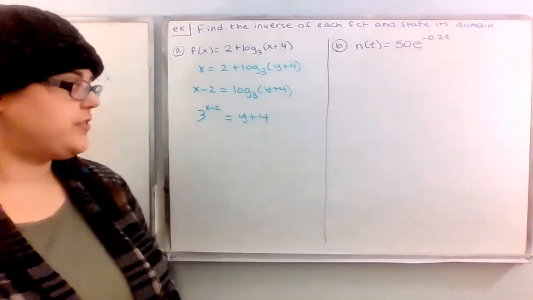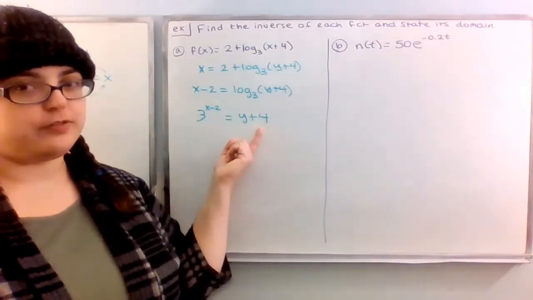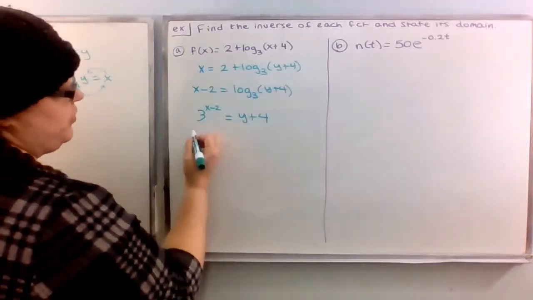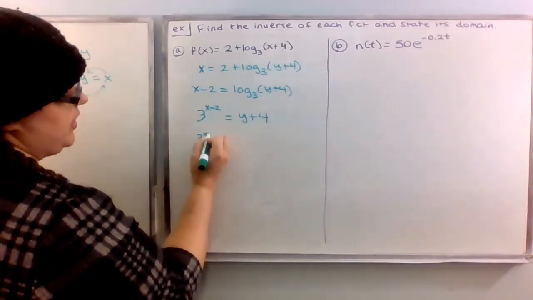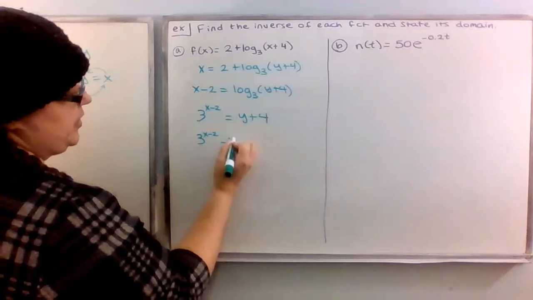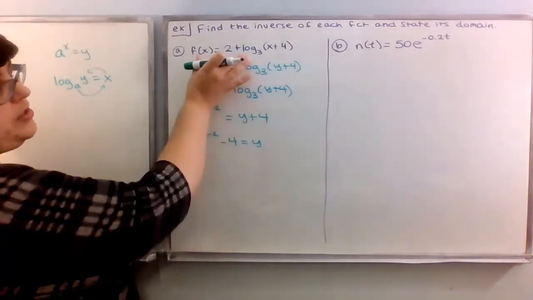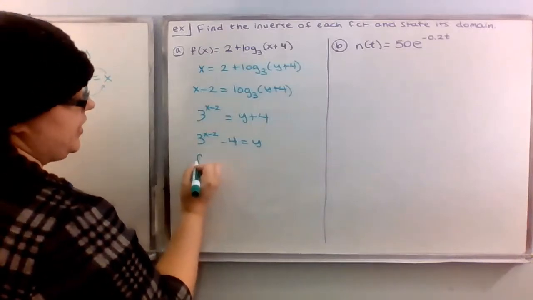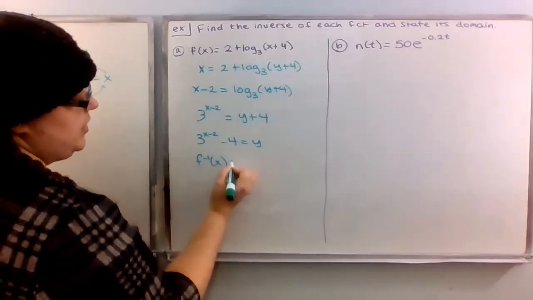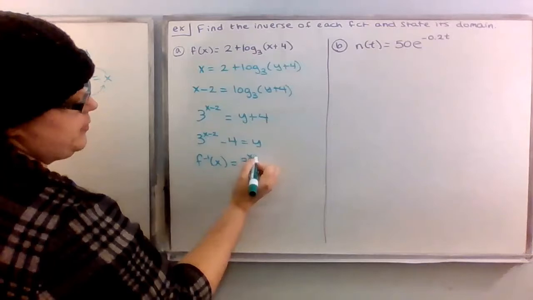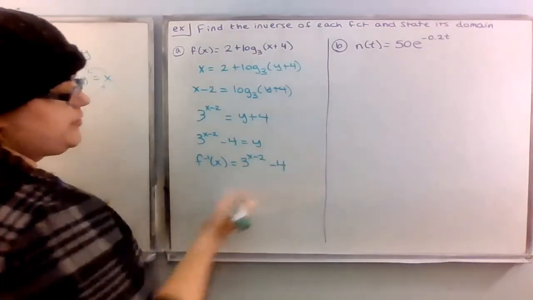And then to solve this for y, we need only to subtract 4 now. So I subtract 4 from both sides, and I get 3 to the x minus 2 minus 4 equals y. Putting this into my inverse notation, I can say f inverse of x is equal to 3 to the x minus 2 minus 4.